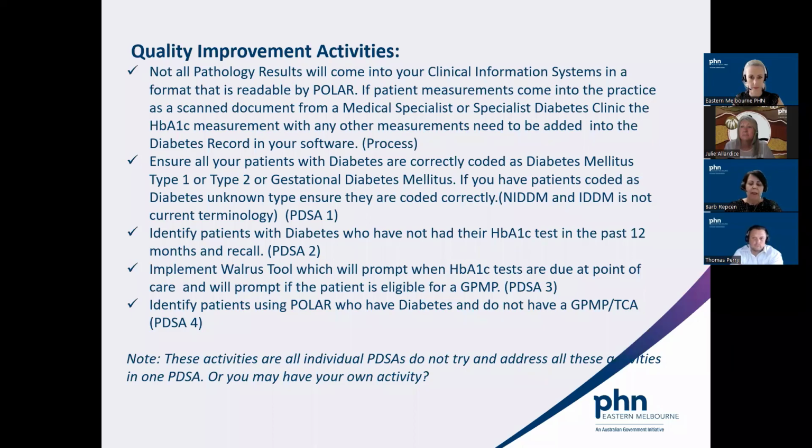The second PDSA is to identify patients who have diabetes and have not had their HbA1c measurement recorded in the past 12 months. We need to recall those patients. And the third PDSA is to install Walrus, which will prompt GPs and nurses at the point of care if patients haven't had their HbA1c measurement recorded, or if the patient is eligible for a GP management plan, team care arrangement, or a review item.